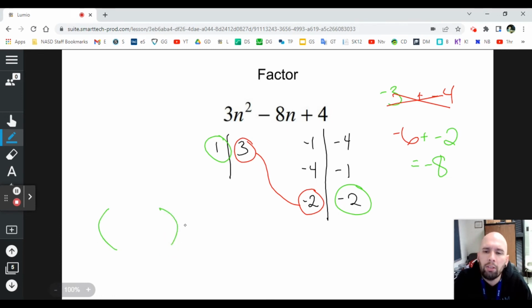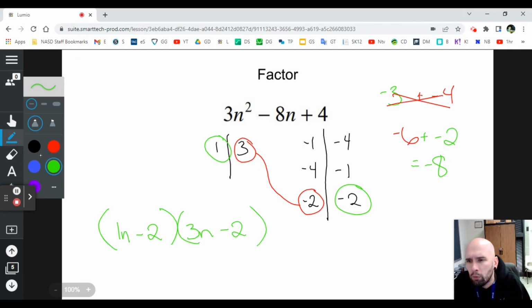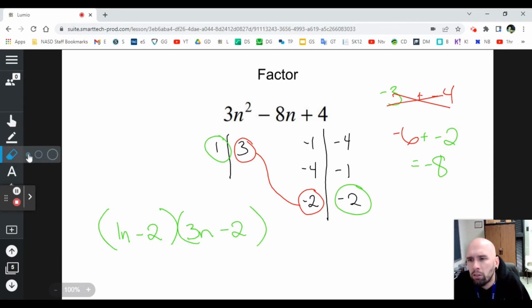So let's write out our parentheses. 1 is attached to n squared, so 1n. 3 is the second one attached to n squared, so 3n. Negative 2 is the first guy not attached to anything, so negative 2. And negative 2 is the second guy not attached to anything, negative 2. Let's get rid of that 1 in front of n by erasing it. N times 3n, 3n squared. N times negative 2 is negative 2n. Negative 2 times 3n is negative 6n, so negative 6 and negative 2 make negative 8, and then negative 2 times negative 2 is positive 4.